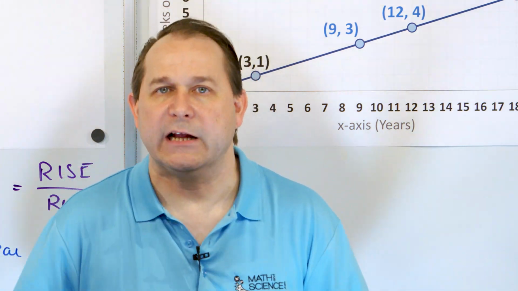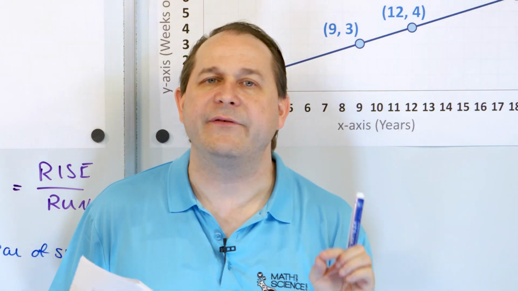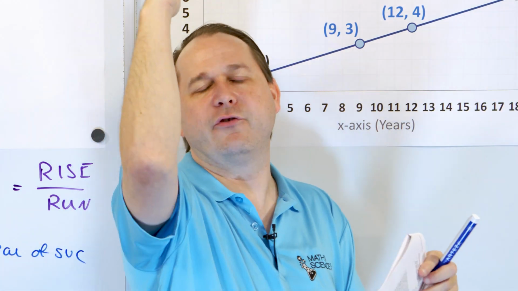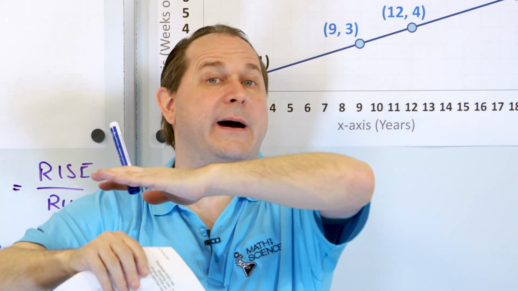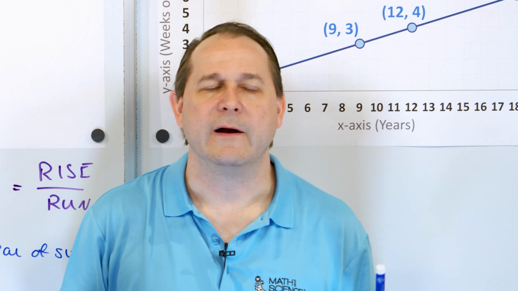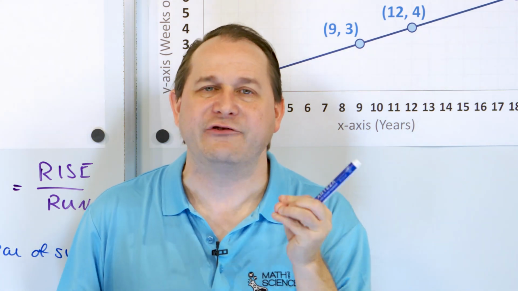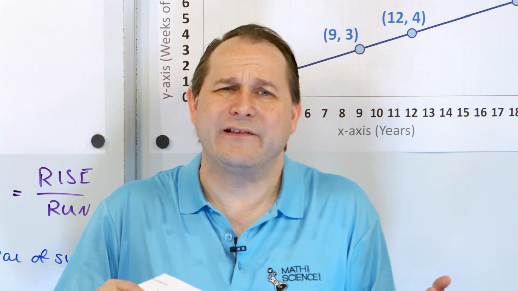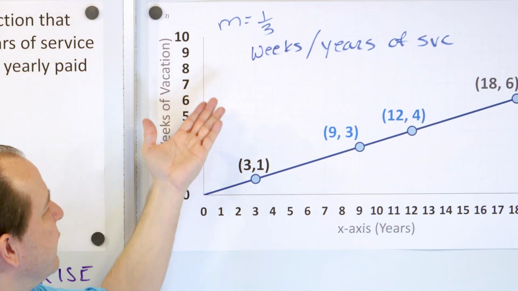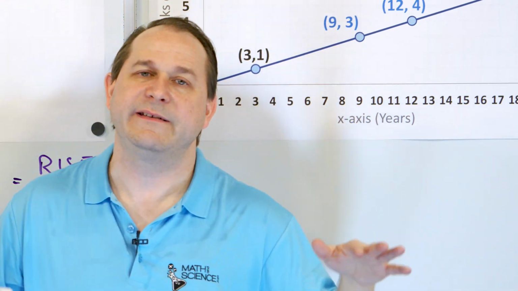But we're expanding a little bit. I want you to stop thinking about it always as just rise over run and think of it as the rate of change. It's how much the y-axis is going up divided by or compared with how much the x-axis is moving over. And attaching units to that really helps us understand the rate of change. How fast is this thing changing? Not too much. You only get 1/3 of a week for every year of service. The slope is not very high. That's what this means. Let me take this one down.